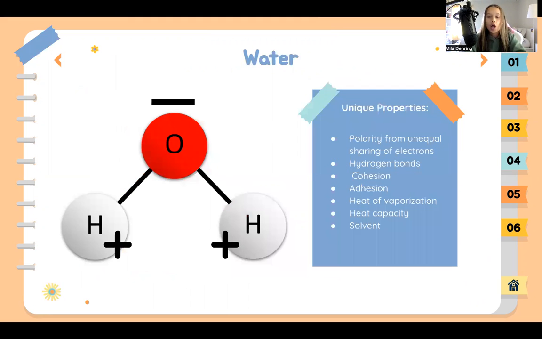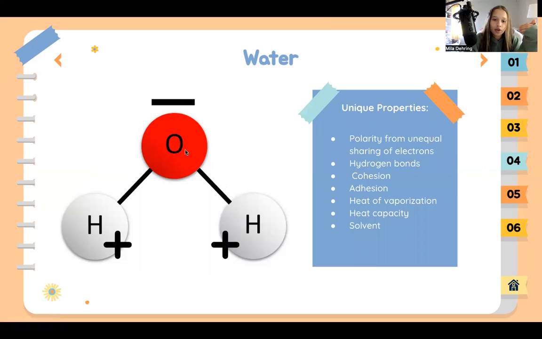So water. Water is super, super important in biology. It has super unique properties that make it unlike any other molecule. So first off is polarity. Water, due to unequal sharing of electrons, is polar.